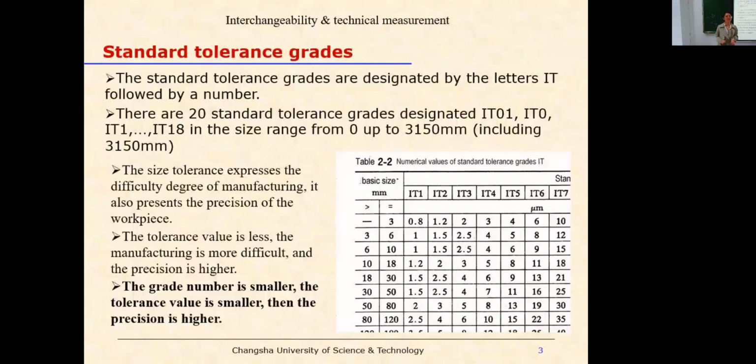How do you express this? How to use this one? The basic size is from 0 to 3 millimeters: greater than 0 and smaller than or equal to 3. Then this one is larger than 3 and smaller than or equal to 6.